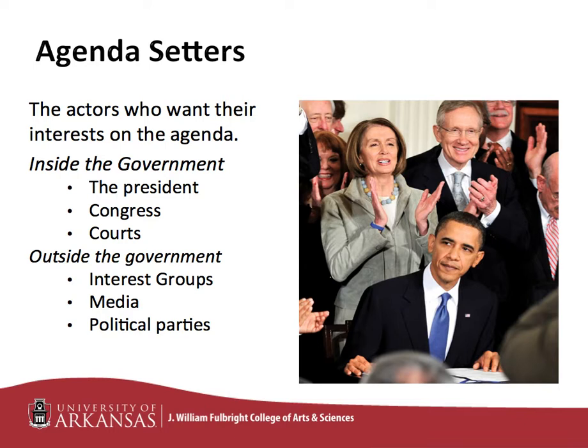Now, Congress certainly makes legislation and has an awful lot of authority and can take the incentive, whereas the courts, the judicial system, is more reactive, but certainly it does have the ability to get things on the agenda. Now, outside the government, as we've discussed, the interest groups, the media, and the political parties also have influence as to what shows up on the government agenda.